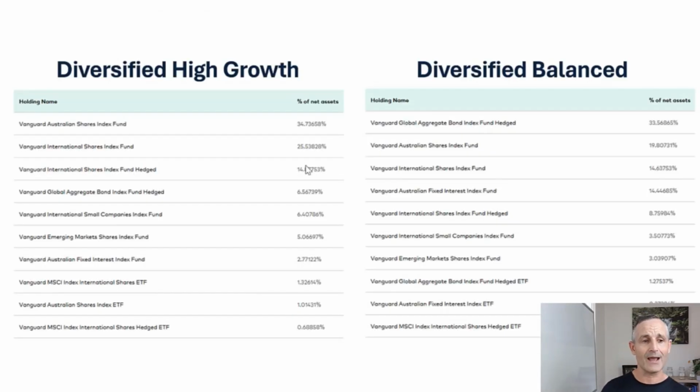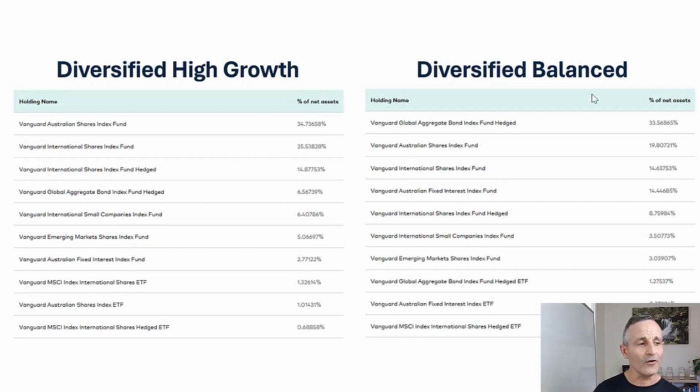So if we have a look at a quick example here, this is the Vanguard Diversified High Growth Fund. And you can see that 34% of the funds are in Australian shares, 25% is in international shares, 14% is in international hedged, so just taking out the volatility that's created by currency movements. We've got 6% in global bonds, we've got 6% in small companies, and so on. Now, if we move over to the right-hand side here, we've got diversified balanced. So 90% of the funds in a diversified high growth fund would be invested in things like shares.